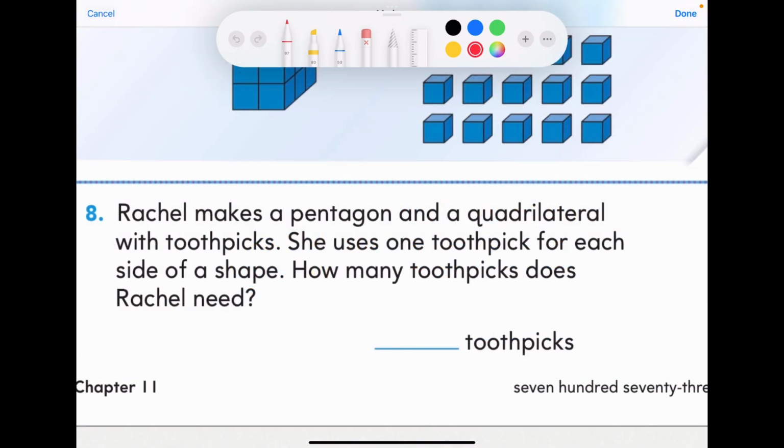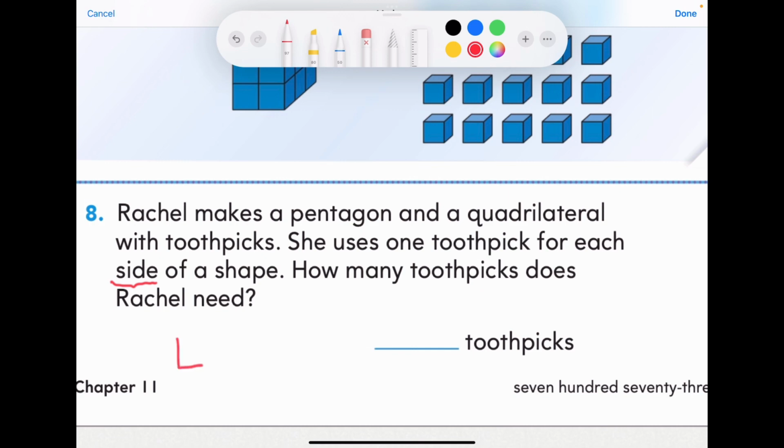Number 8 says Rachel makes a pentagon and a quadrilateral with toothpicks. She uses 1 toothpick for each side of the shape. So she uses them for the sides. How many toothpicks does she need?